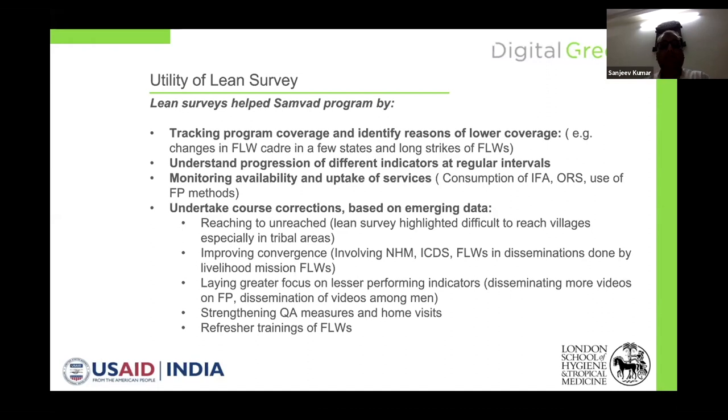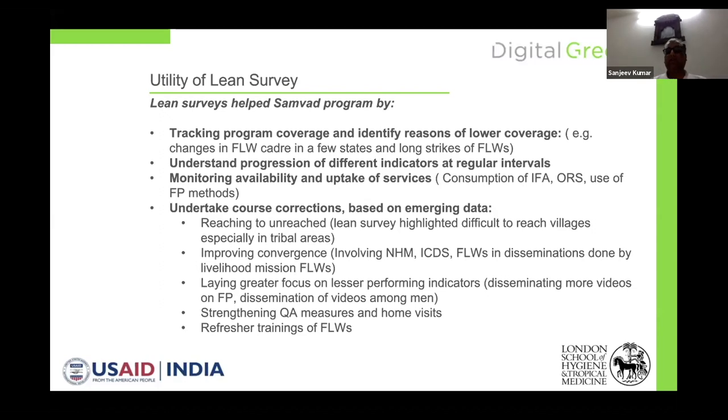They have also helped monitor availability and uptake of services, such as consumption and availability of IFA tablets, ORS, and use of family planning methods, and also take-home ration availability with the Anganwadi workers. These surveys have also helped undertake course corrections based on the findings and the emerging data.